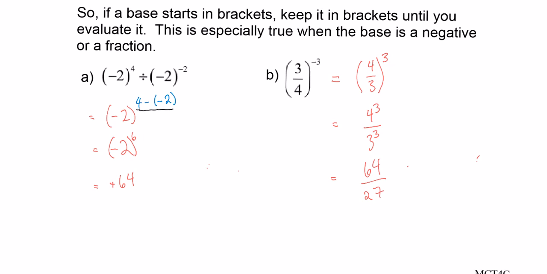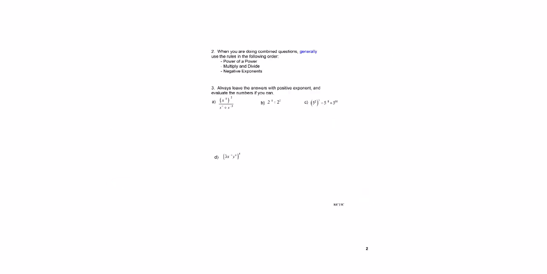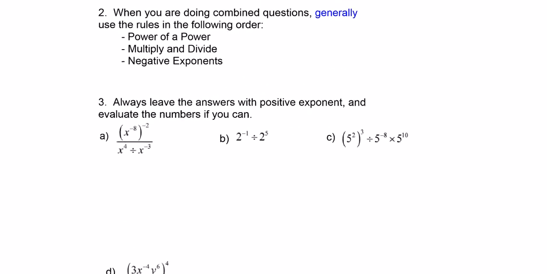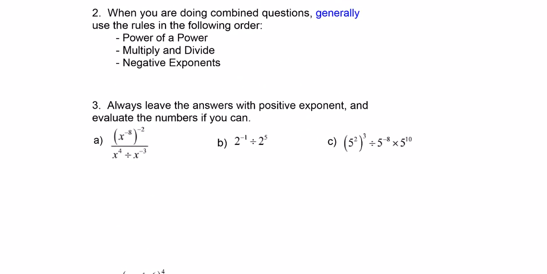And now what we'll do is we'll take a look at the next page. Now, the next page of work is good for combining all the rules that we've used. We're going to use the power of a power, multiplying and dividing, and we're going to use negative exponents all at the same time.